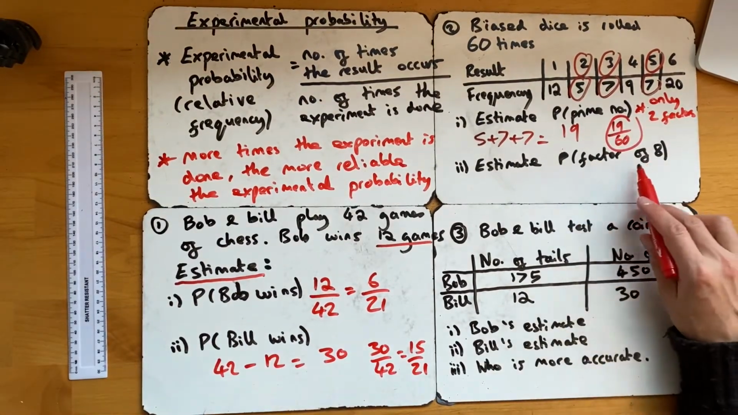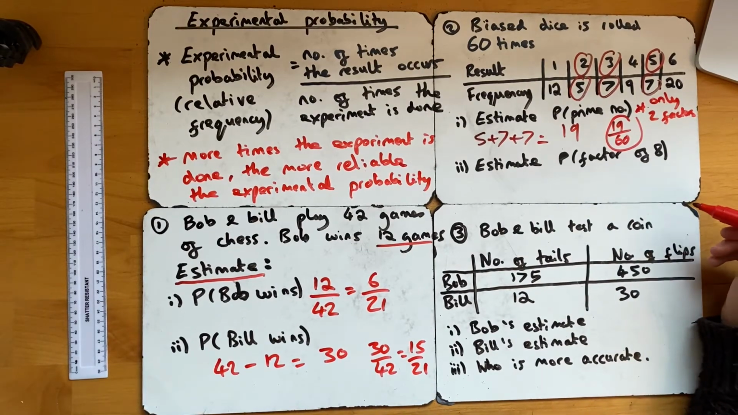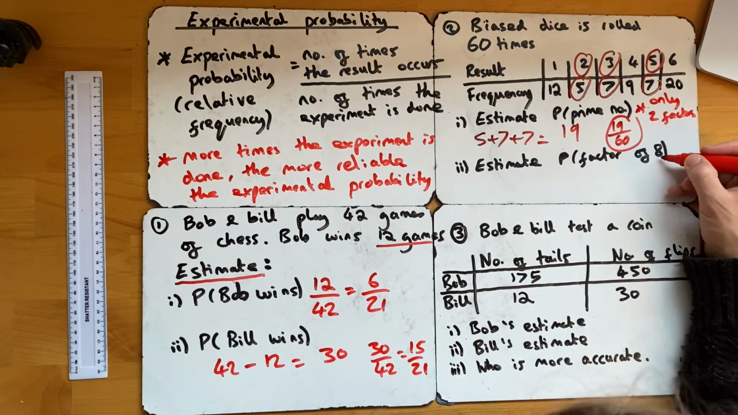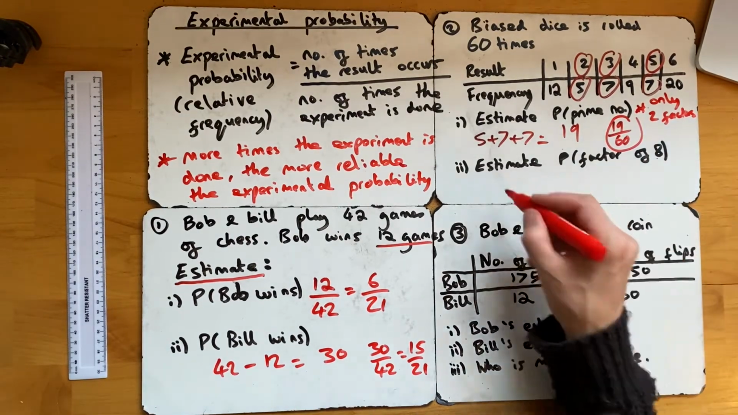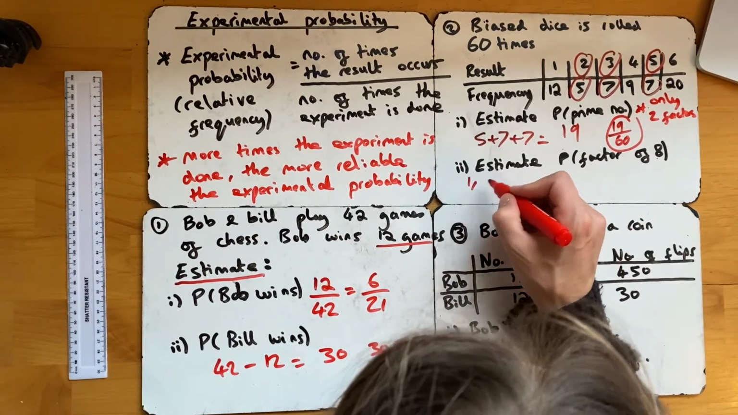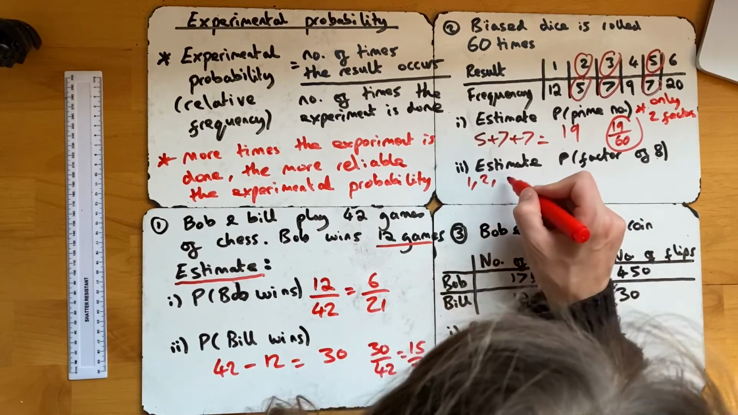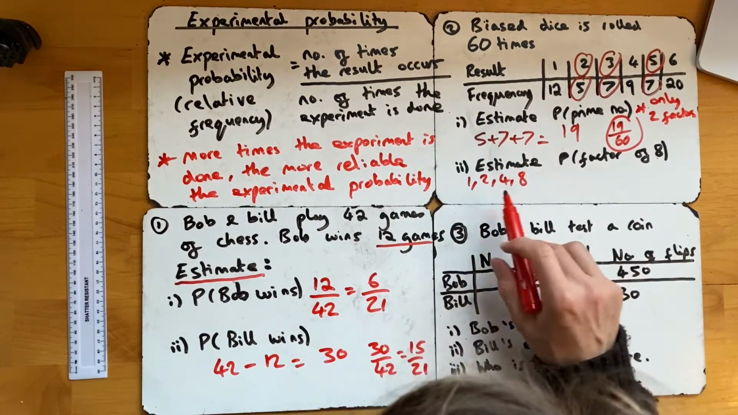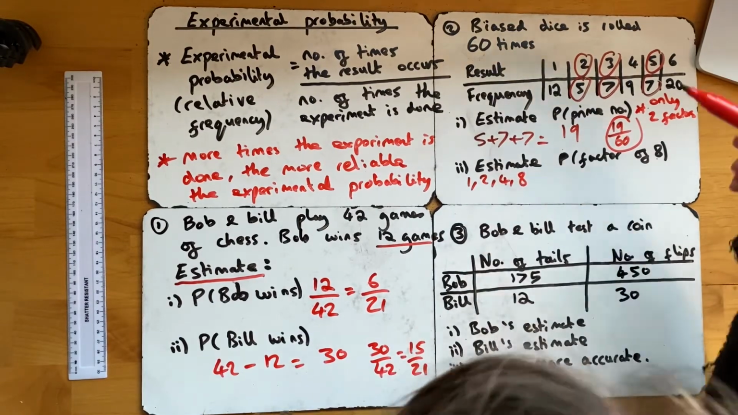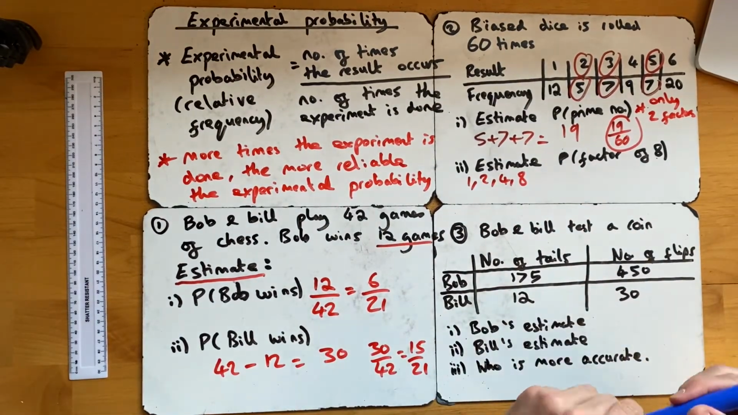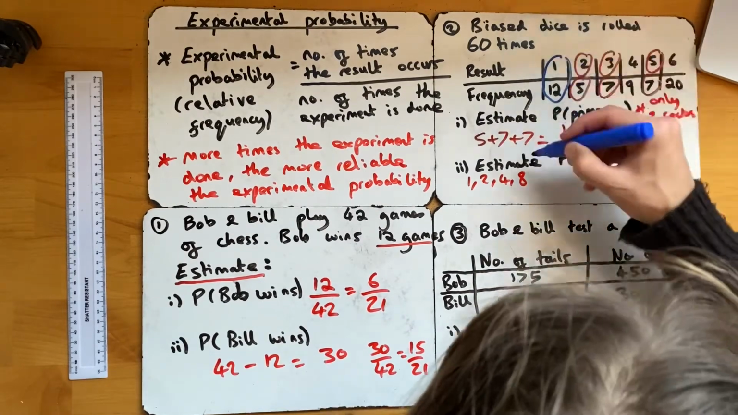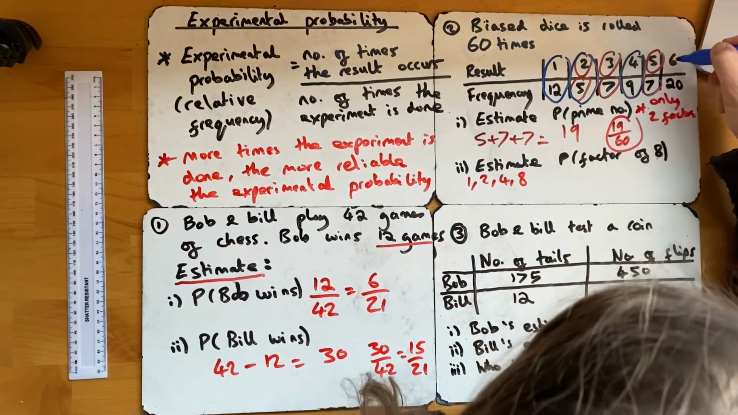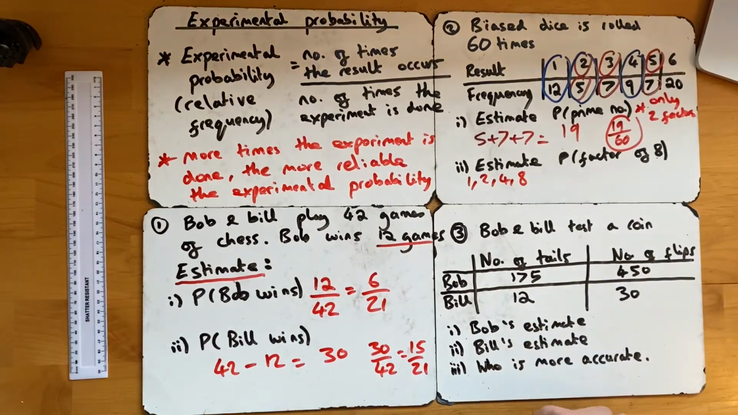Estimate the probability of a factor of 8. There are many ways you can work out the factors, but it's the numbers that go into 8. So 1 times 8 is a factor, 2 goes into it, and 4 goes into it, and obviously 8 as well. So these are your factor numbers. If I circle them in blue, we're looking at 1, 2, 4, and 8. There is no 8 on a dice.